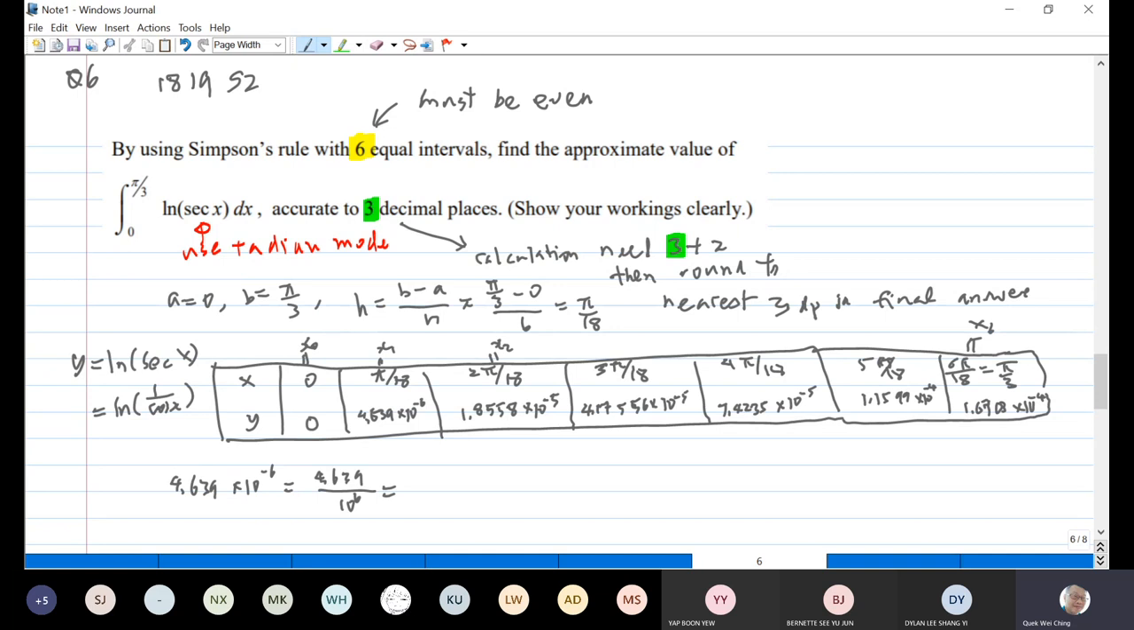So I need 5 decimal places. Okay, 5 decimal places. Wow, not enough. 5 decimal places, not enough. So the number I put down, 4.639. So actually, I need more decimal places. Anyway, it should be around there.